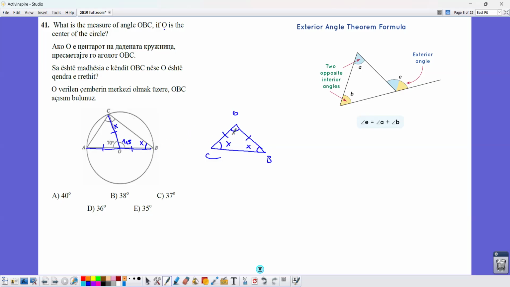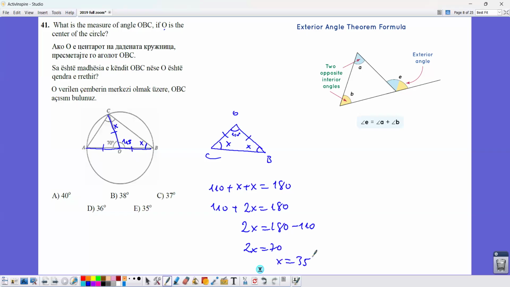So I found that this one is 110, and then we know that the sum of the interior angles of every triangle is equal to 180. So here I have 110 plus 2x is equal to 180. I will take unknowns on one side, knowns on the other side. 2x is equal to 180 minus 110. 2x is equal to 70, x is equal to 35. 70 over 2 is 35. So this one is the answer. Okay? Okay, thank you.